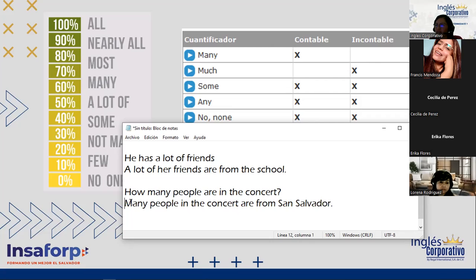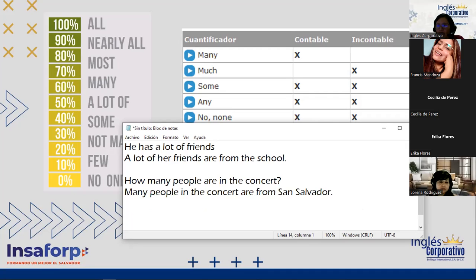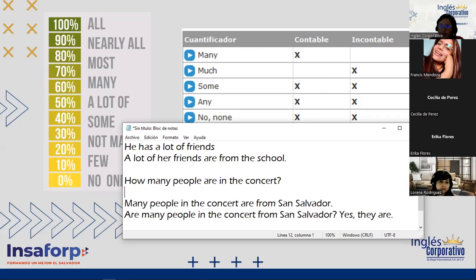¿Qué quiere decir? Que mucha de la gente que está ahí es de San Salvador, no toda, right? But in general, many people in the concert are from San Salvador. Y la pregunta, ¿verdad? Ahí sí ya no podría preguntar con how many, sino más bien are many people in the concert from San Salvador? Right? Are many people from the concert from San Salvador? And I can say yes, right? Yes, they are.